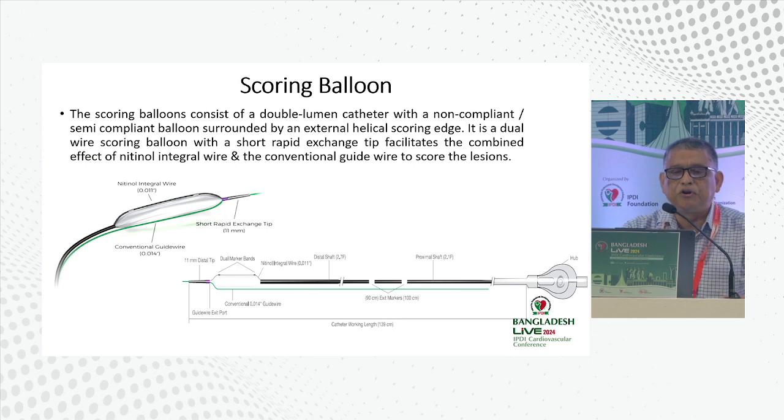Now the scoring balloons. Scoring balloons consist of a double lumen catheter with a non-compliant or semi-compliant balloon surrounded with an external helical scoring edge. It is a dual wire balloon, a scoring balloon, and short rapid exchange tips facilitate the combined effect.